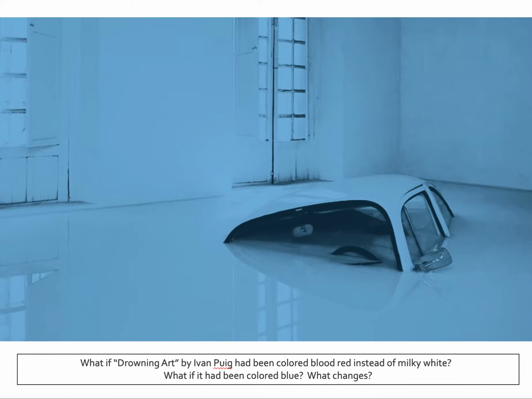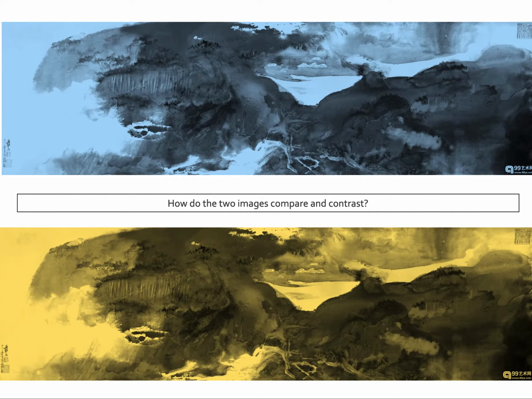An example, here you go. Is it different here because it's blue? Does the color matter? And if so, in what way? How do the two images compare? They're the same image colored differently. How do they contrast? How does the color change the mood of the same exact painting with two different layers?